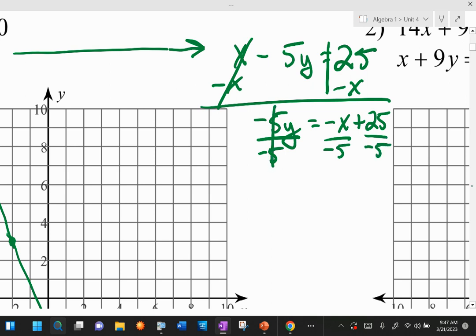Negative 5's cancel out. Gives us y equals. Negative divided by negative is positive. So we just have 1 over 5x. You could leave the x on top and it'd be x over 5. That'd be the exact same thing. Minus 25 divided by negative 5. Negative 5. I'm not picking on anybody. If you answer 5 on this, you're wrong. And you're off by 10 whole digits. Okay? 5 and negative 5 are different numbers, right, Adam? Yeah? Okay.